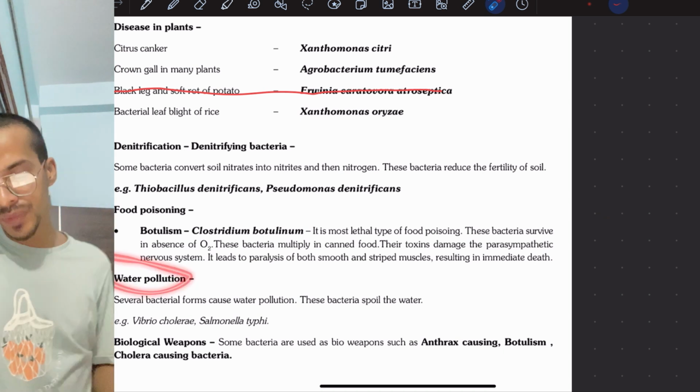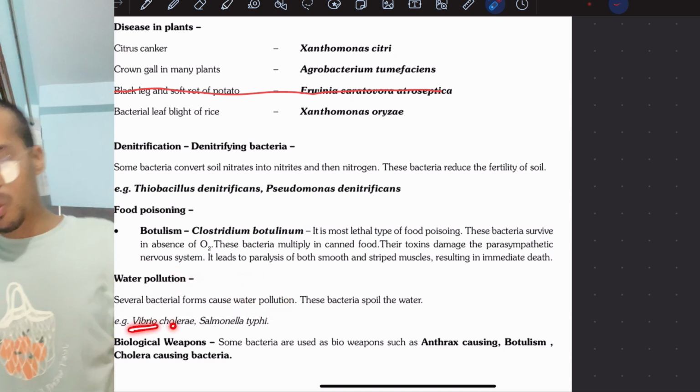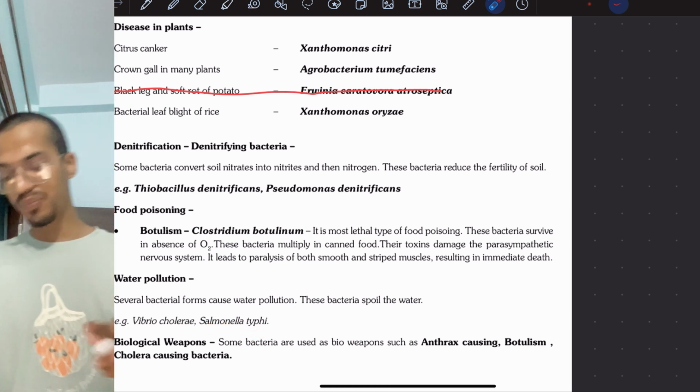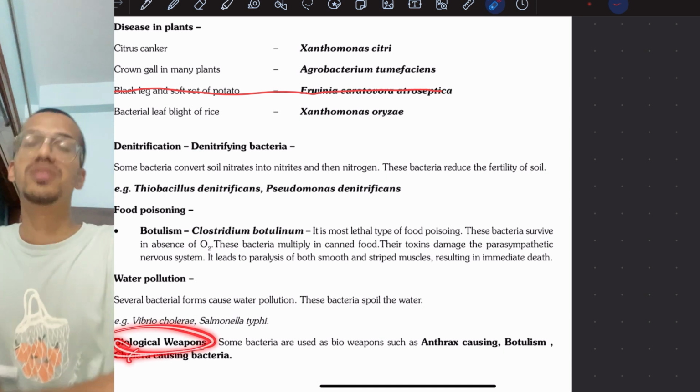Water pollution. Bacteria cause water pollution. We know that. For example, Vibrio cholerae causes diarrhea, and Salmonella typhi causes typhoid fever if we take contaminated water. Then biological weapons.